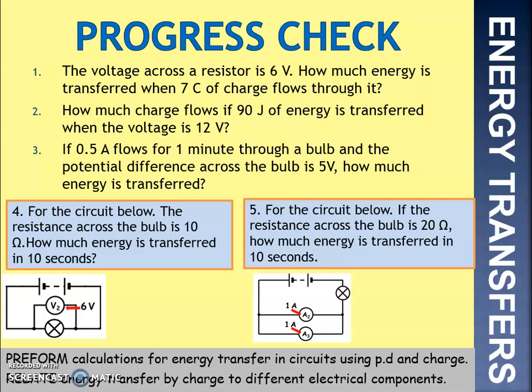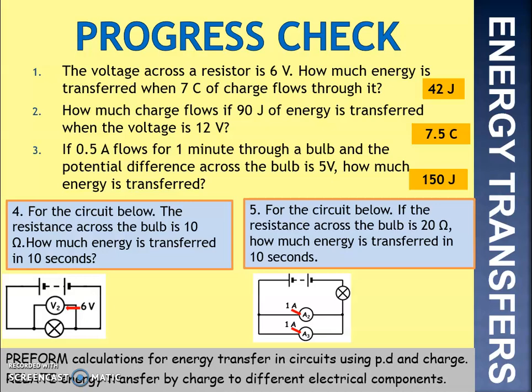Okay, question 1. Voltage across the resistor is 6 volts. How much energy is transferred when 7 coulombs of charge flow through it? That would be 42 joules. Question 2. How much charge flows if 90 joules of energy is transferred when the voltage is 12 volts? That would be 7.5 coulombs. If 0.5 amps flows for 1 minute through a bulb and the potential difference across the bulb is 5 volts, how much energy is transferred? 150 joules.